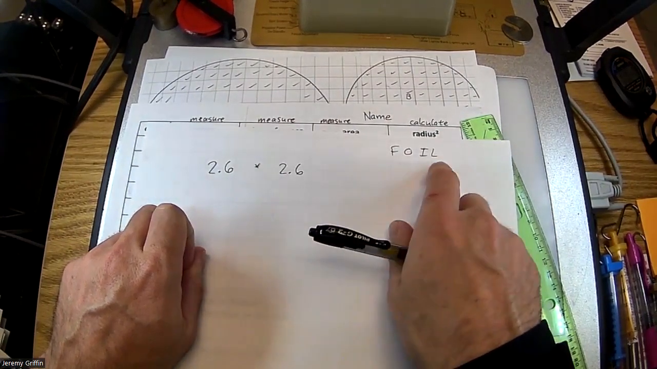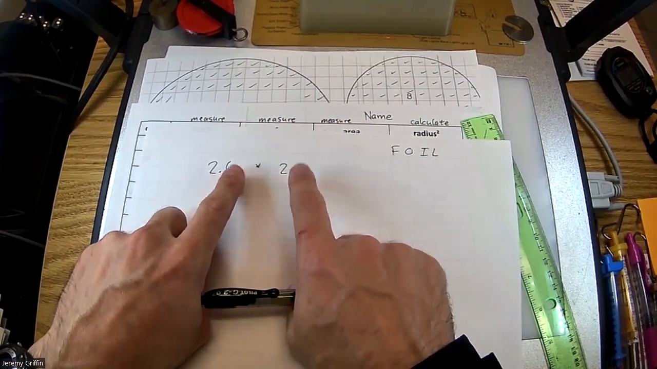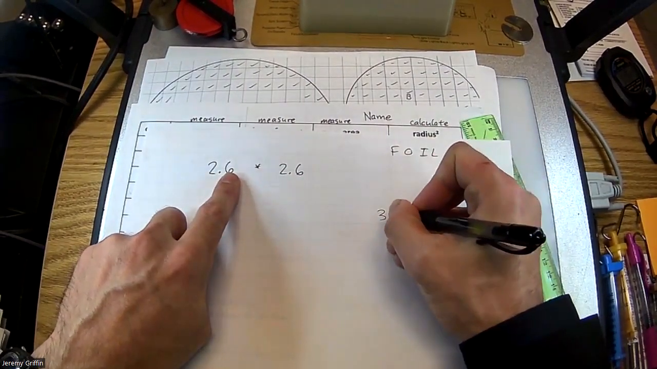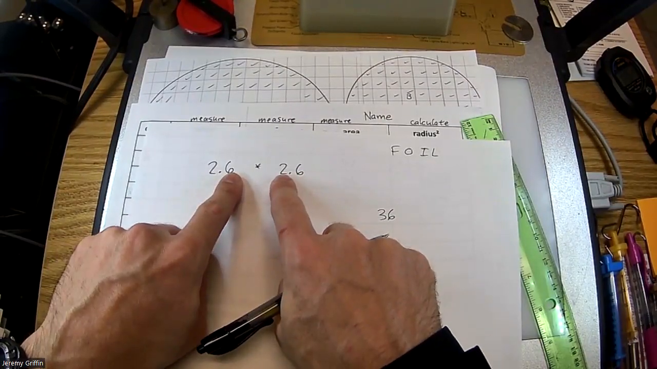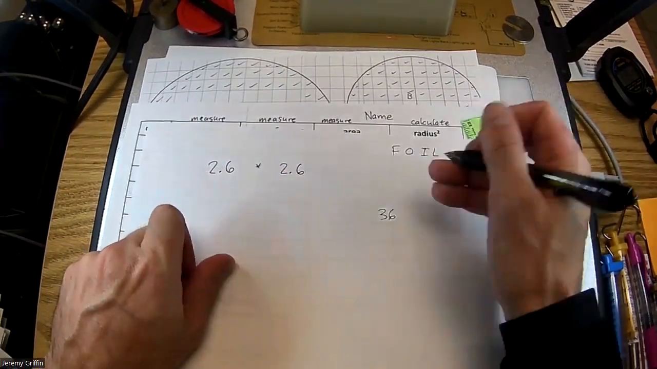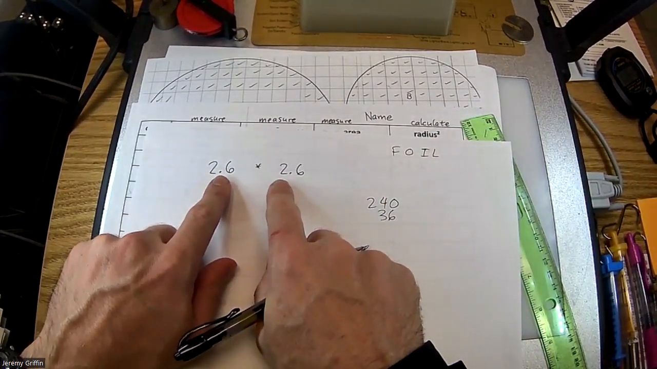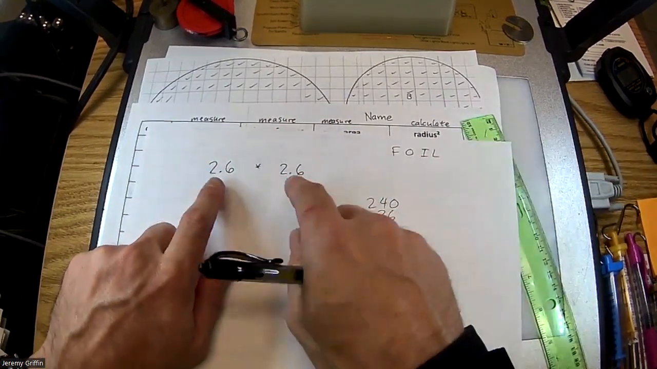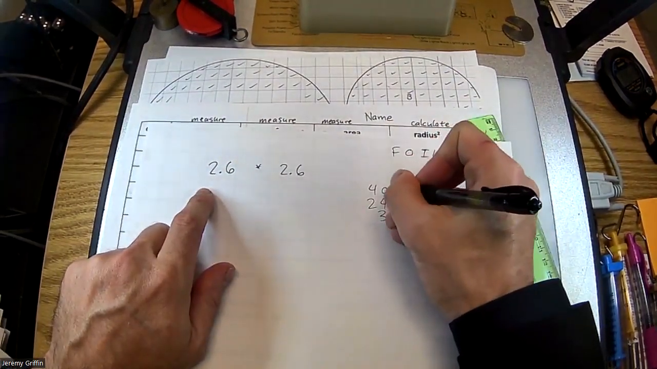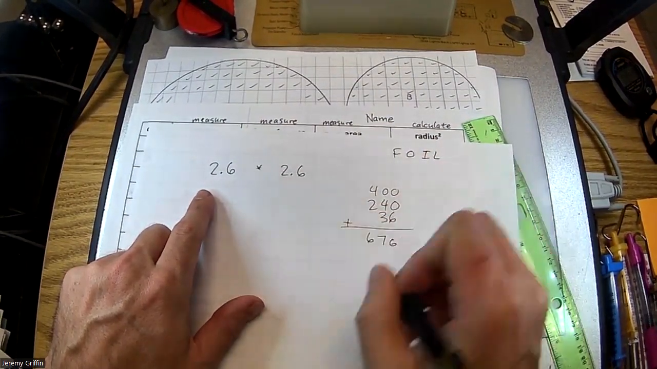I'm going to do this in reverse: last, outside, inside, and then first. So 6 times 6 is 36. 2 times 6 is 12, plus 2 times 6 is another 12. That makes 24. Now that's over a decimal place, so I do 24 but tag on a 0 because I slid over a decimal place. And then 2 times 2 is 4, and now it's 2 places removed, so it's 4 and a couple zeros. Add that all up: 6, 7, 6, something like that.